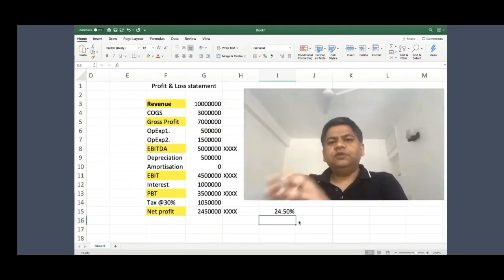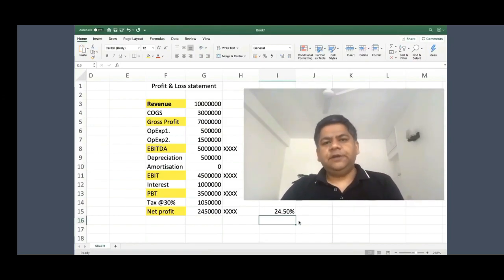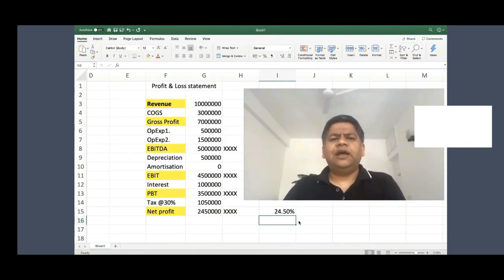So let's move to part 2 of the profit and loss statement, where we will compare the profit and loss statements of a few companies and also learn about one important concept, standalone and consolidated. We'll start the chapter with these two concepts.